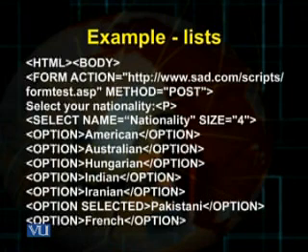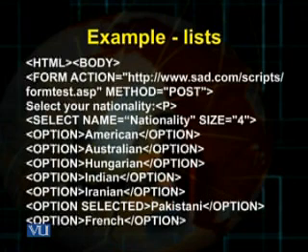This select tag has a corresponding closing tag, and within this pair of select tags, in fact, I have used 7 option tags to create a list. First option tag, the option I give is American, then the option tag closed. Then the second option tag, I write Australian, option closed. Third, Hungarian. Fourth, Indian. Fifth option tag relates to Iranian.